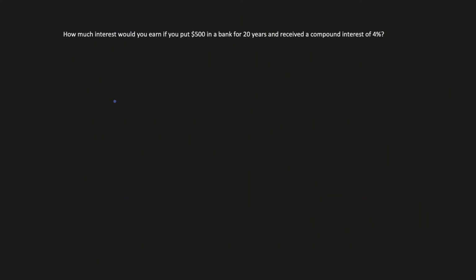Now, in this case, the question is, how much interest would you earn if you put $500 in a bank for 20 years and received a compound interest of 4%? Great. So this is again similar to the prior question. We still have to find out how much interest we will earn. So let's write down what we know from this question. Our starting balance is $500.